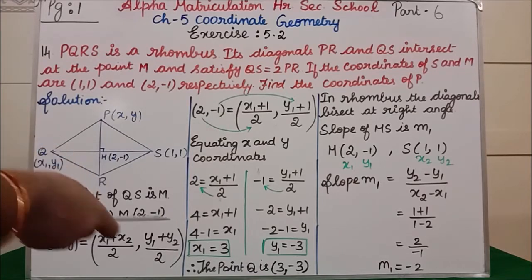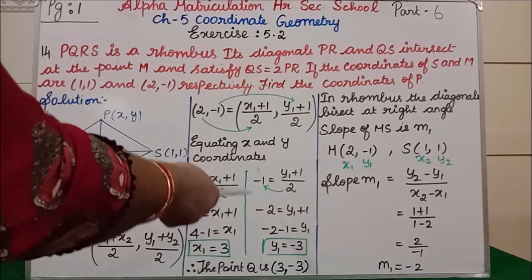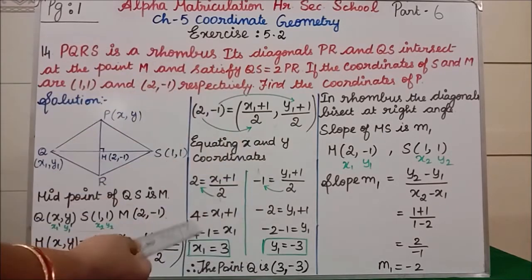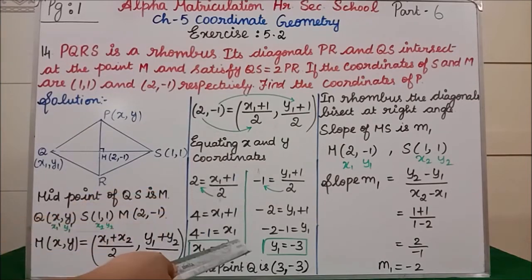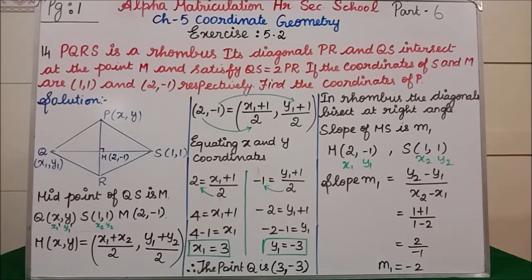Clear? So the plus 1, if it comes to this side, will become minus 1. 4 minus 1 is equal to x1. 4 minus 1 is what? x1 equal to 3. Similarly, on that side we get y1. -2 equal to y1 plus 1. If plus 1 comes to this side, it becomes minus 1. So minus 2 minus 1 is minus 3. So y1 equal to minus 3. Clear? Now we have got the point. Therefore, the point Q is 3 comma minus 3.